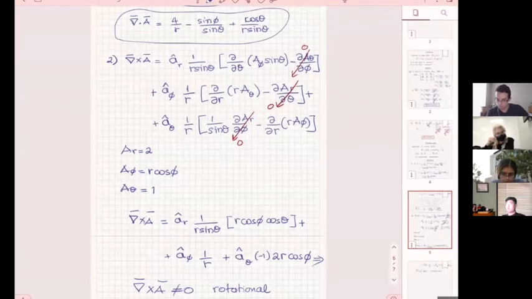Was somebody asking a question when I got disconnected? My notes got disconnected. I don't think so. Okay.